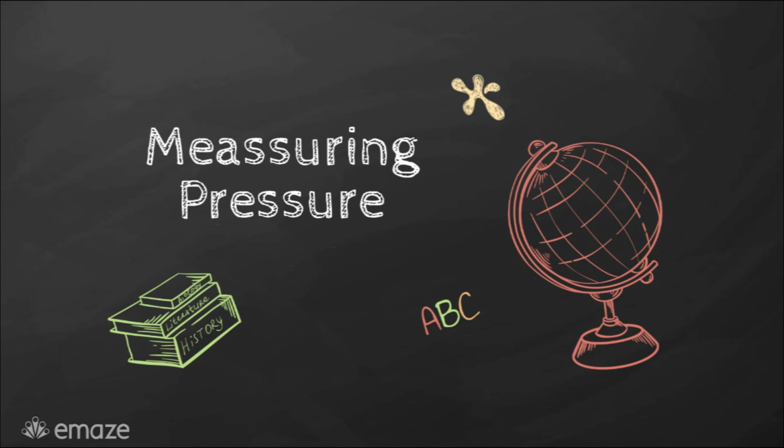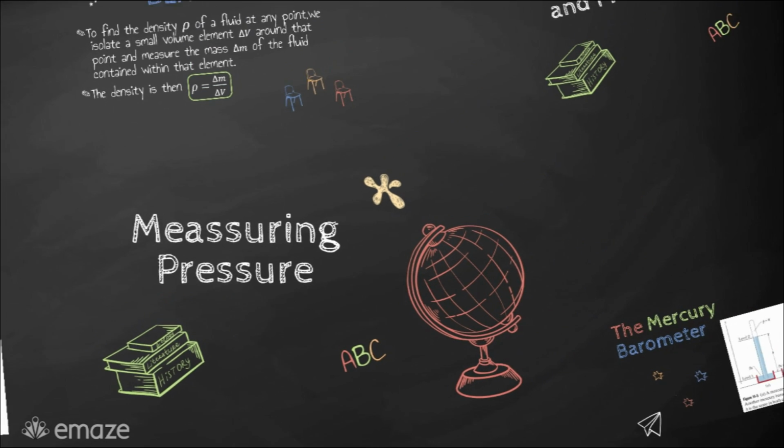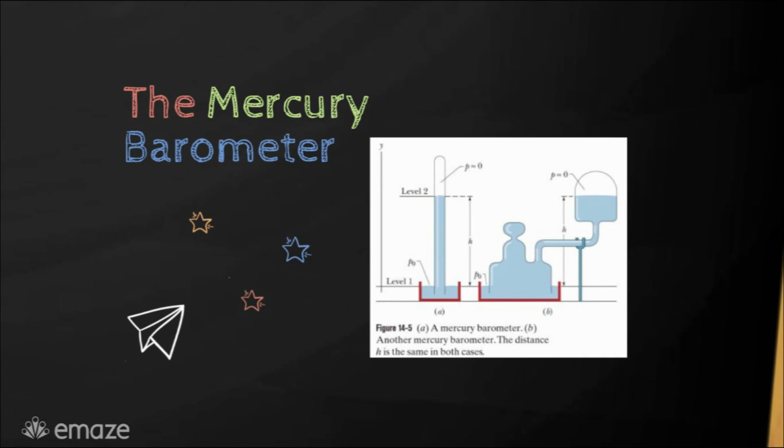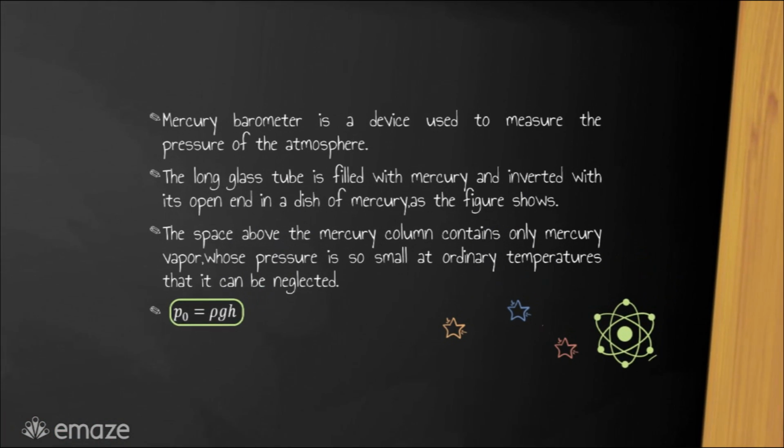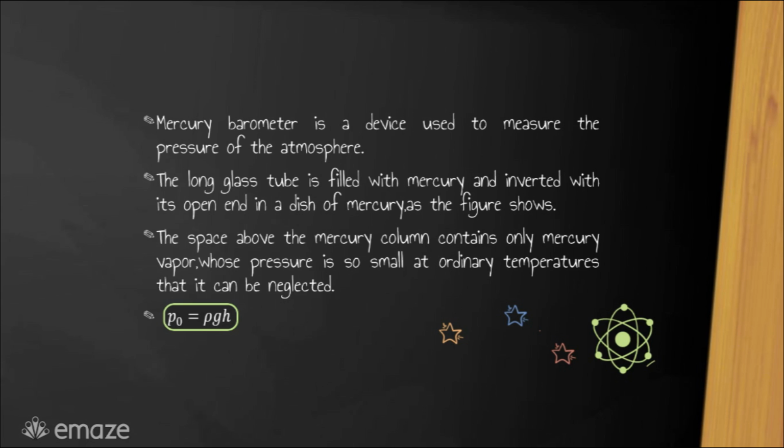Then, how do we apply this method of pressure measurement in real life? First, we need to know about the mercury barometer. A mercury barometer is a device used to measure the pressure of the atmosphere. From the name itself, we know that the long glass tube is filled with mercury and inverted with its open end in a dish of mercury, as the figure shows.